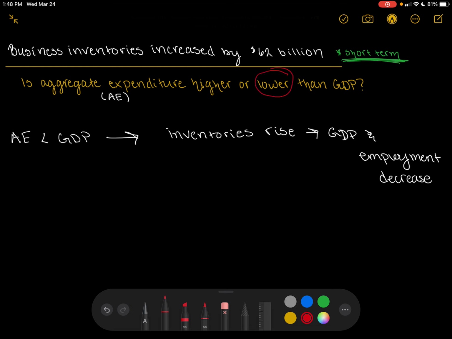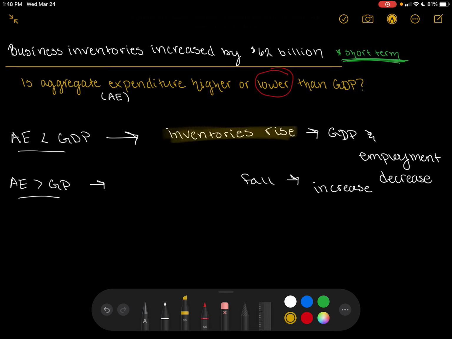But if you wanted to understand it a little bit better, we could explain another rule. In the case where aggregate expenditure is greater than GDP, what we would see is a fall in inventories, and then an increase in GDP and employment. So there's this relationship that exists between aggregate expenditure and GDP, and the results that come about from whatever inequality exists between the two are going to differ. But in this particular case, given that these inventories had gone up, we're able to conclude that aggregate expenditure must have been less than GDP.